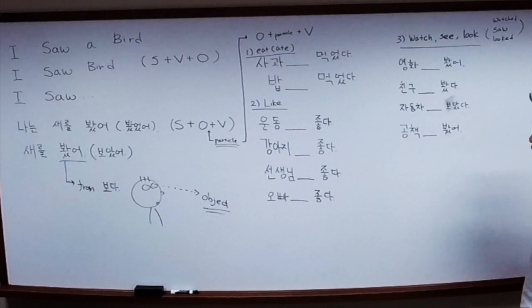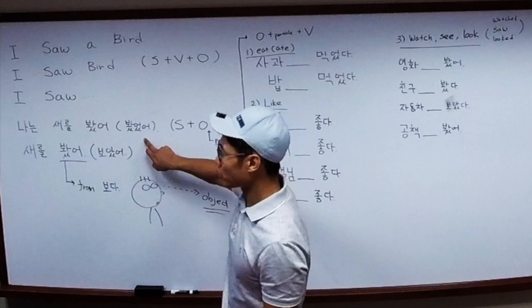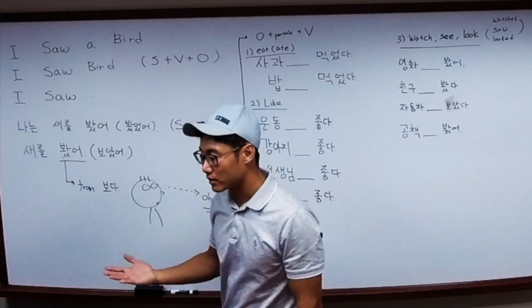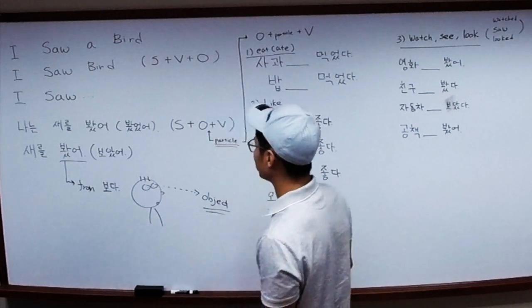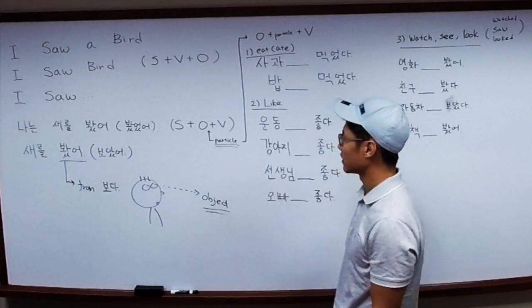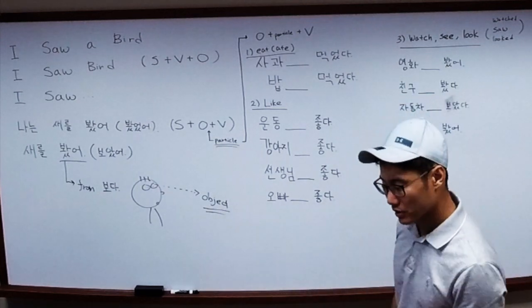Okay. 봤었어 is past tense. 봤었어? That's a good point. 봤었어 is more like I've seen. Yeah. But 봤어 is simply saw. Because you want to express some kind of experience you've had before in the past, right?